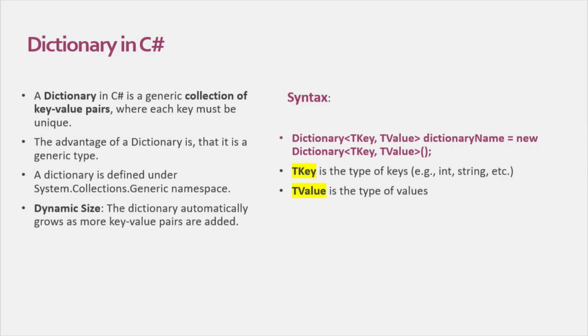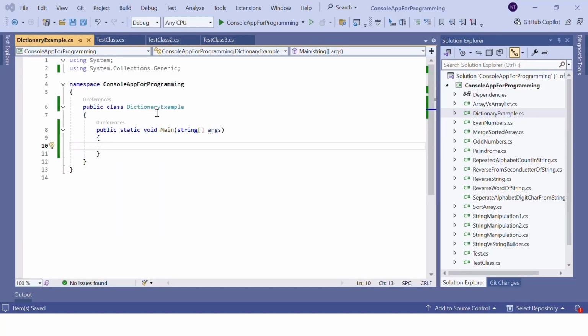Advantage of dictionary is that it's a generic type. Generic type collection means you can specify what will be the key and value. Dictionary is defined under system.collection.generic namespace, and you can increase the size as the key value pairs are added. I have also defined the syntax. Let's start with the program.